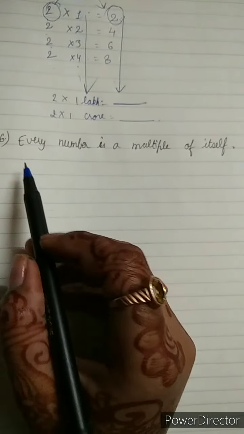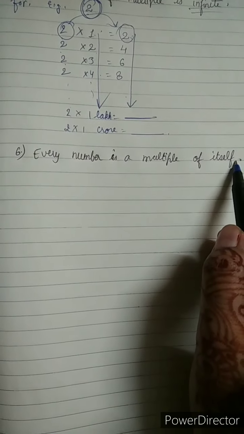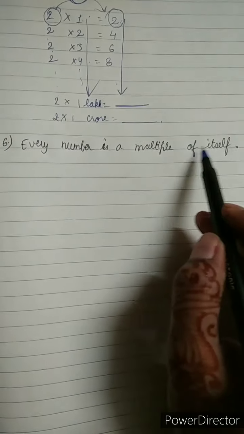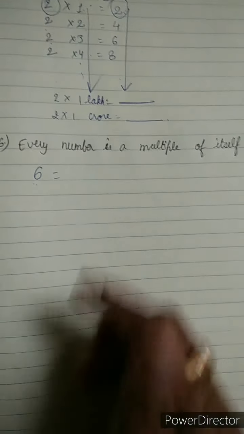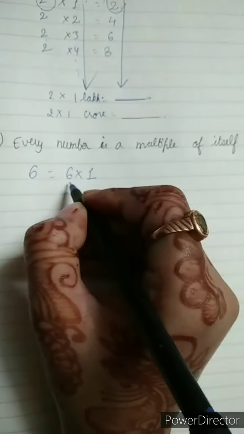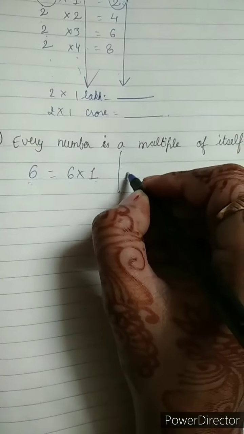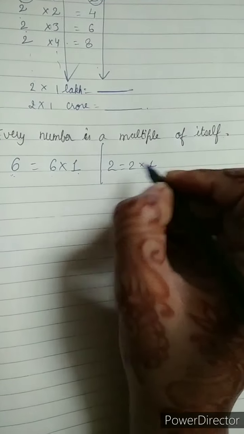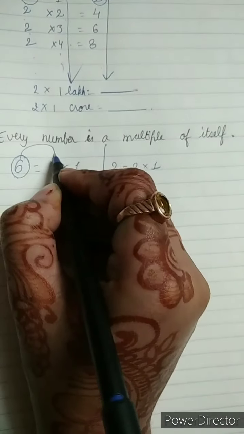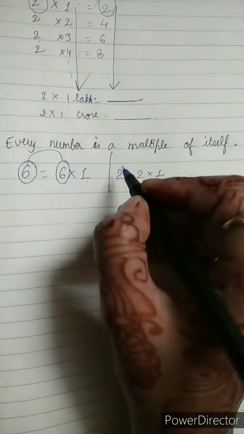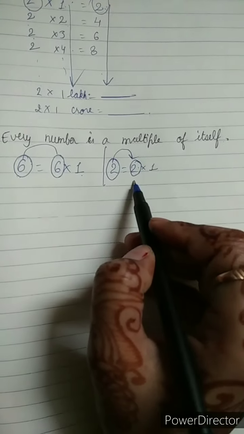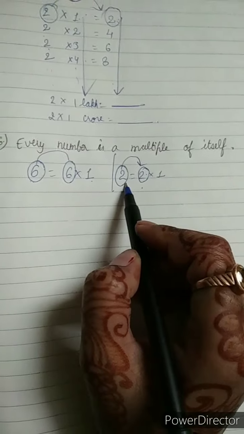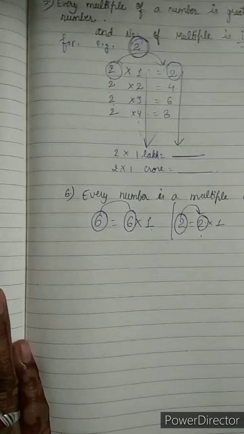Next property is every number is a multiple of itself. It means if we have 6, does 6 come in the table of 6? Yes, 6 is also in the table of 6, like 6 1s are 6. Same for 2, 2 1s are 2. So every number is a multiple of itself. It also comes in its own table. If we multiply it by 1, that number will give the same number. Here we completed our properties.